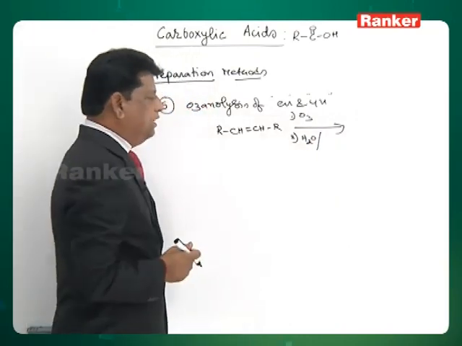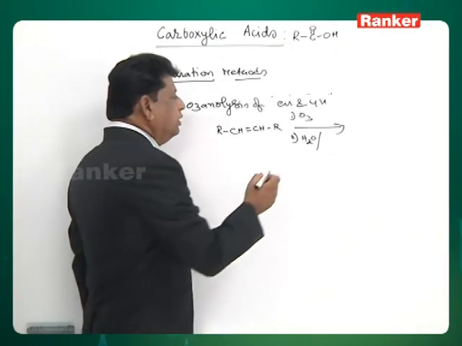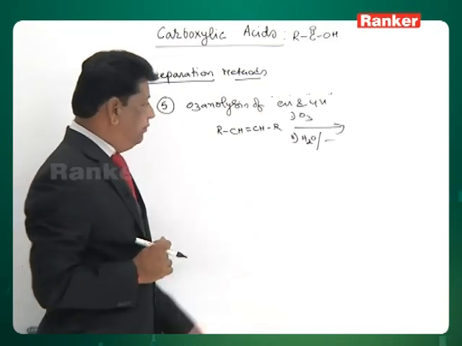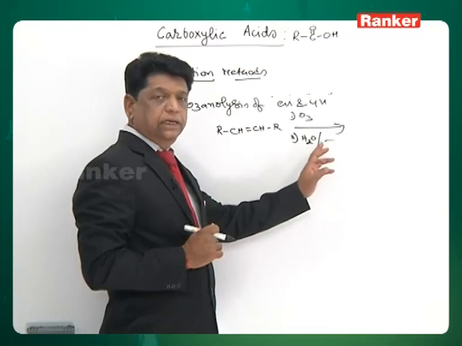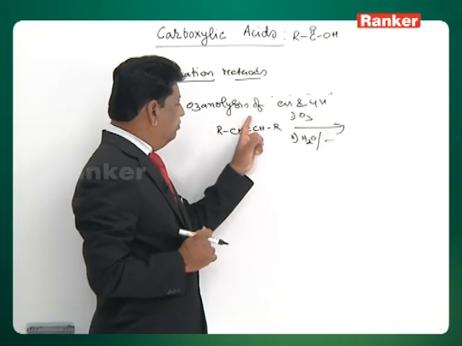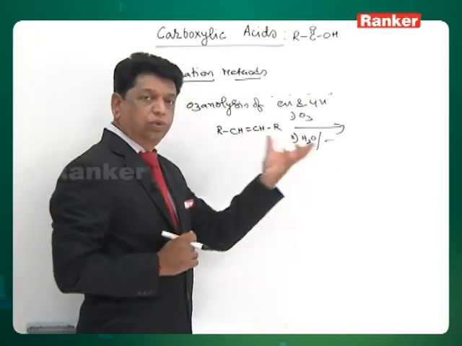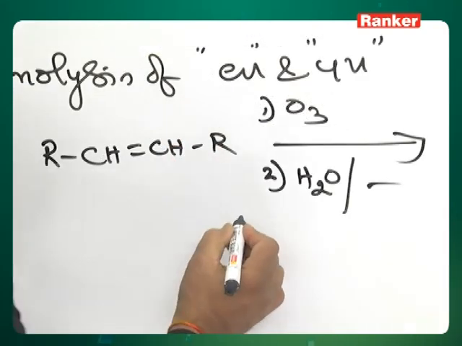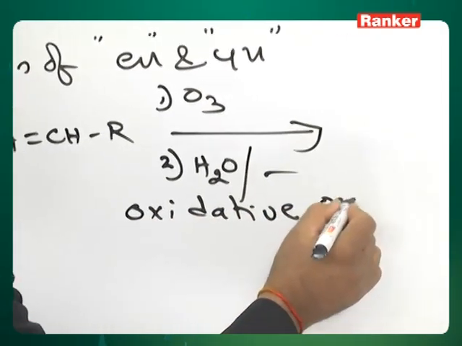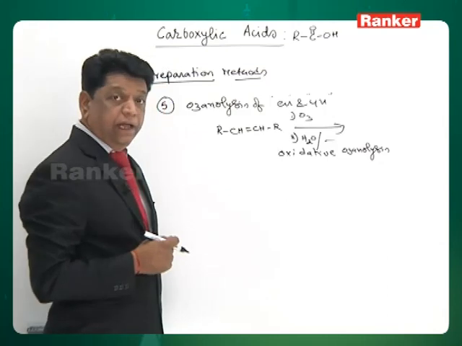If you add zinc, then what happens? Zinc takes away the oxygen, and on both sides you will get aldehydes. So, therefore, nothing else should be added, just water only. This is called oxidative ozonolysis. If you add zinc or any reducing agent like nascent hydrogen or dimethyl sulfide, one of the O's out of O3 will be taken by this reagent, and both sides will become aldehydes. If you use zinc or such reagents, that is called reductive ozonolysis.